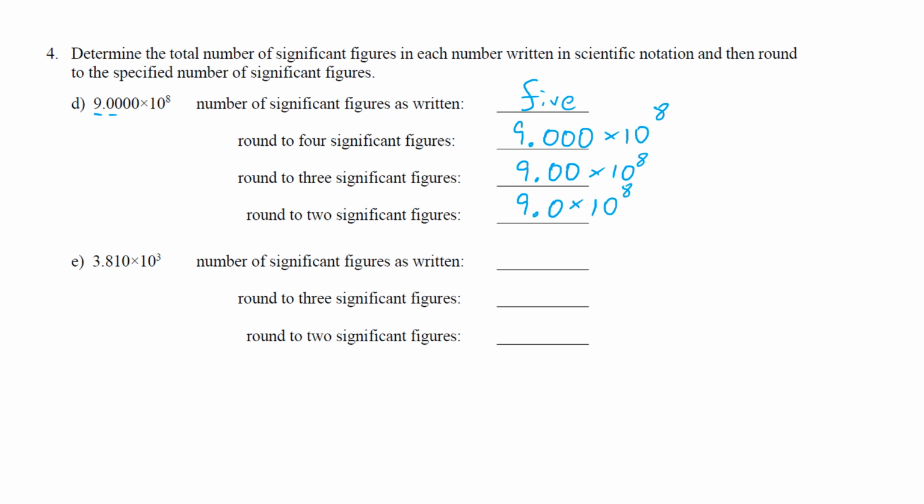Moving on to E, here I have 3.810. All 4 of those are significant. If I round to 3, I keep the 3, keep the 8, keep the 1. My exponent doesn't change. If I round to 2, the 3 and the 8 remain constant. And so there we go.